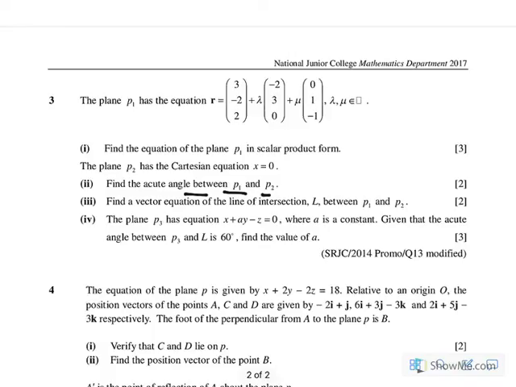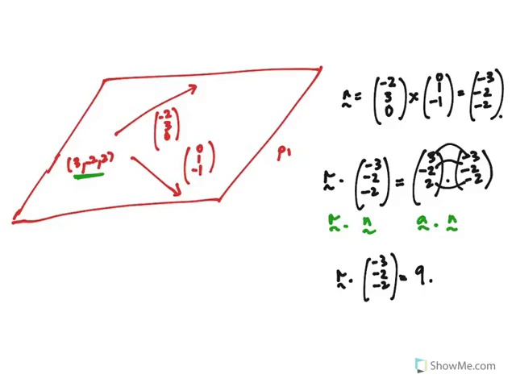Okay, 3 part 4. The plane P3 has the equation x plus ay minus z. Given that the acute angle between P3 and L is 60 degrees. What is L? L is the line of intersection, right? So we need to find the value of a. So quickly, remember that L, as we have found in part 3, is none other than (0, 9/2, 0) plus alpha (0, -1, 1).